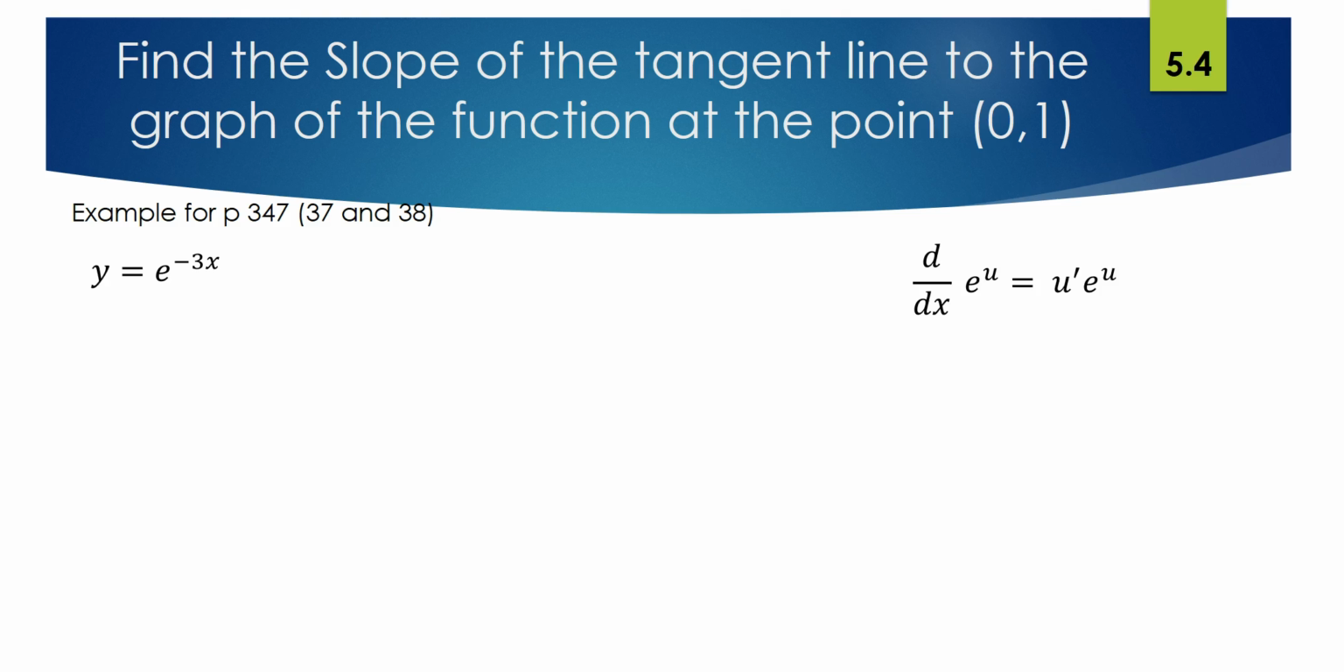So let's go over this one more time. We have y equals e to the negative 3x. So my u is negative 3x. My u prime is negative 3. My derivative, y prime, is equal to negative 3 e to the negative 3x. E to the whatever times whatever prime.